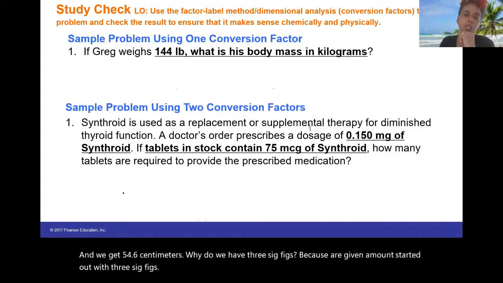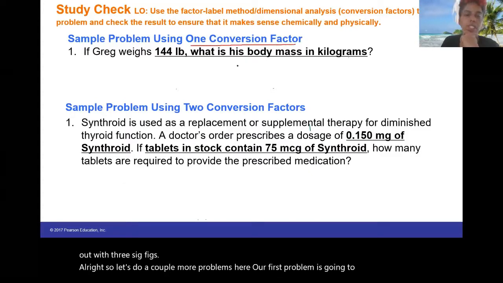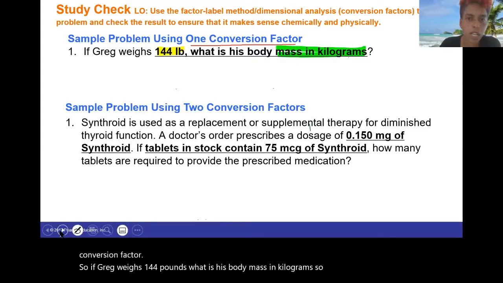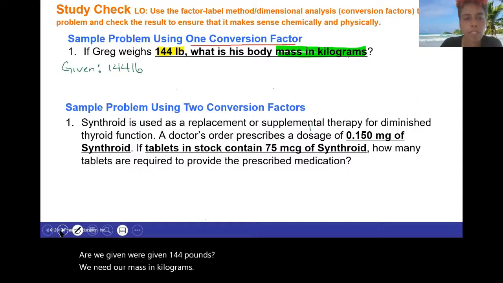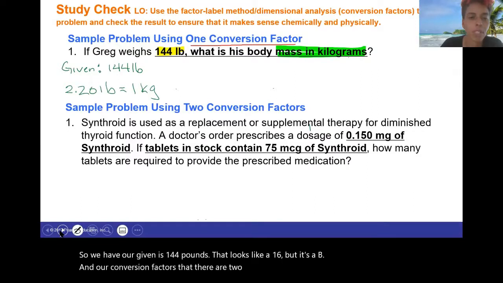All right, so let's do a couple more problems. Here, our first problem is going to use one conversion factor. If Greg weighs 144 pounds, what is his body mass in kilograms? So what are we given? We're given 144 pounds. We need our mass in kilograms. That looks like a 6, but it's a 4. And our conversion factor is that there are 2.20 pounds per kilogram. 2.20 is actually an exact amount for kilograms.